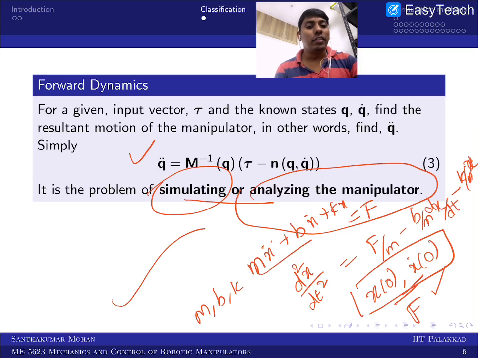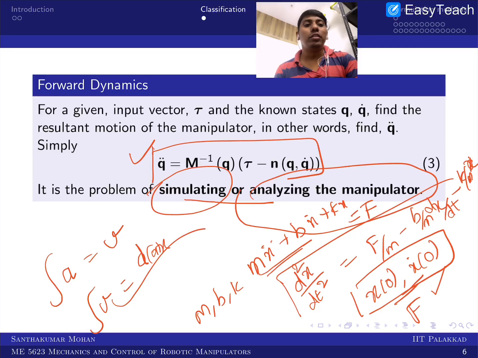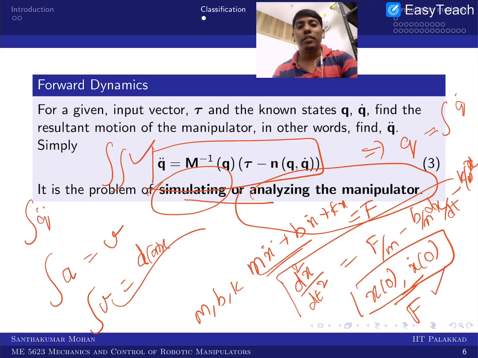But we are trying to integrate this. In order to integrate this equation, we have to derive this. So now I will get A. If I integrate, I will get V, and if I further integrate V, I will get the displacement, which is nothing but X. That is what we are trying to do. Since it's a second order system, I double integrate this, and I will get Q. If I integrate once, that gives Q dot, right? So I'll just show that. This is Q dot, and the integration of Q dot will give Q.